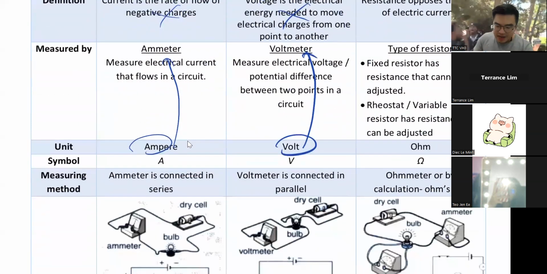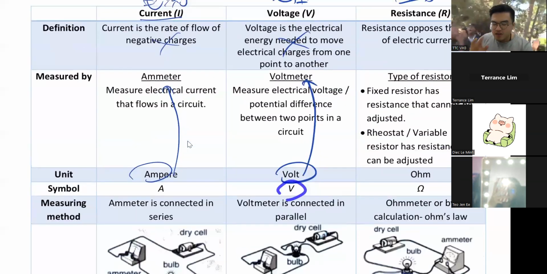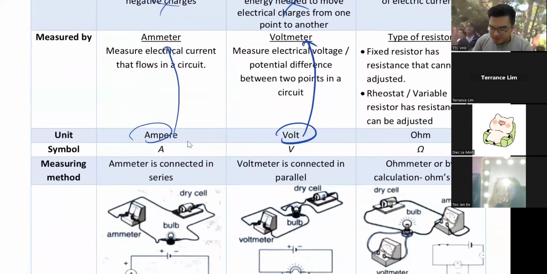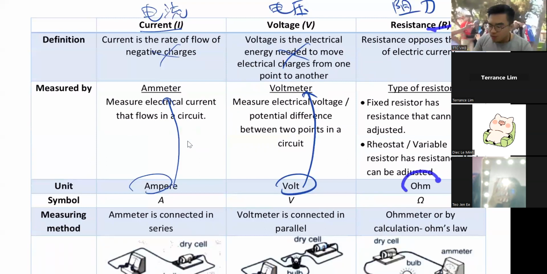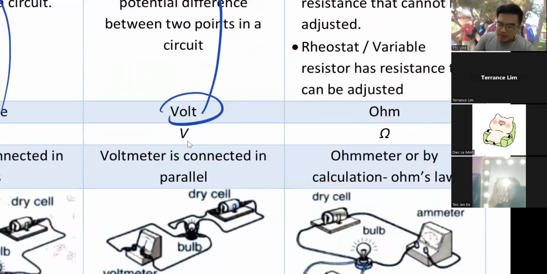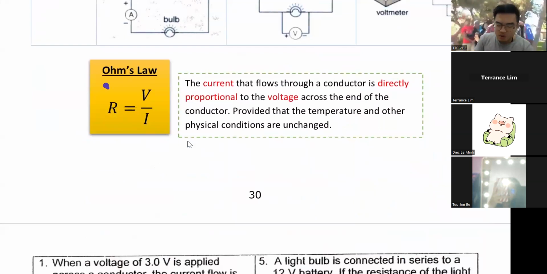Really easy. And then the symbol for current is A, because ampere. For voltage is V. Voltage is very easy. You see V, voltage, volt, everything is volt. And then the unit for resistance is ohm. What is this symbol, guys? This is omega. It's a Greek symbol, 希腊文字. Don't ask me why they use omega, because the guy who found this is Ohm, Ohm's law. It's his law. So we use omega.